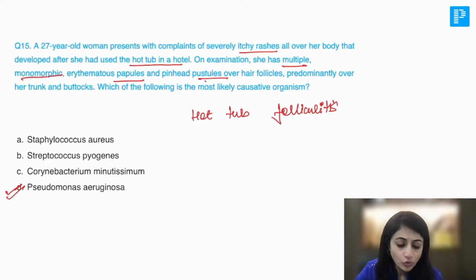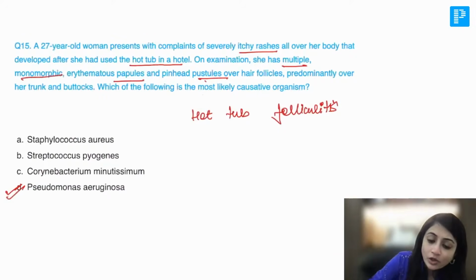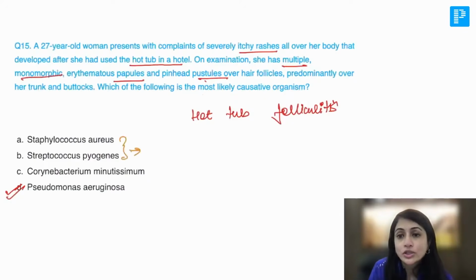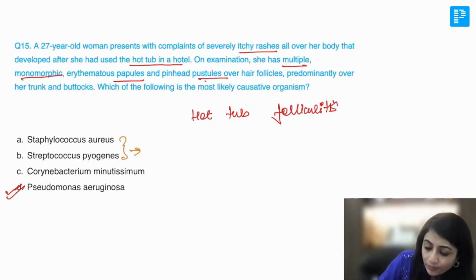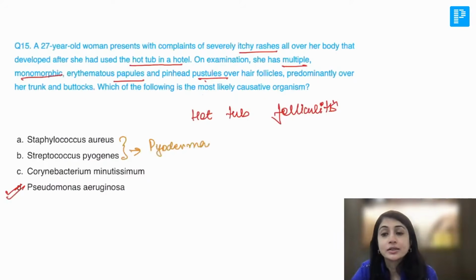Now, a lot of you told me Corynebacterium minutissimum. What does that cause? What is the infection caused by option C? I see there is a lot of confusion here. Staphylococcus aureus and pyogenes, what do they cause? They cause all kinds of pyoderma. Impetigo, folliculitis, cellulitis, erysipelas, all of this is caused by Staphylococcus aureus and pyogenes.